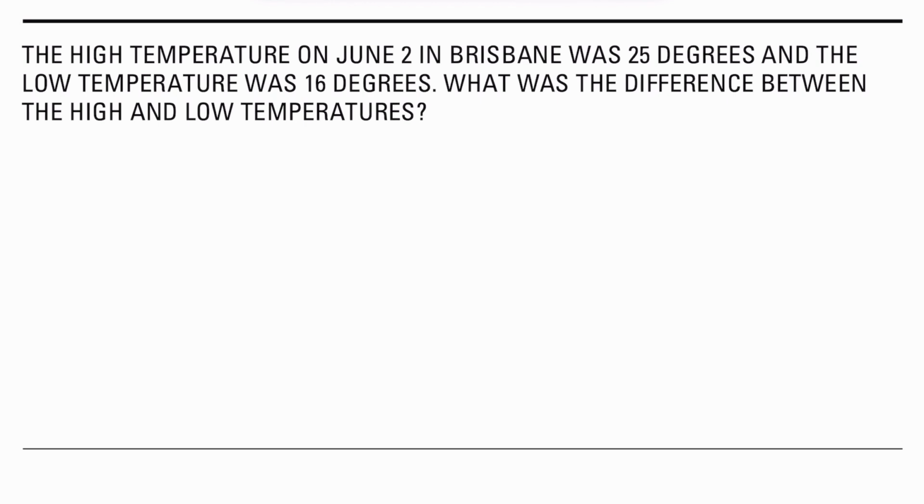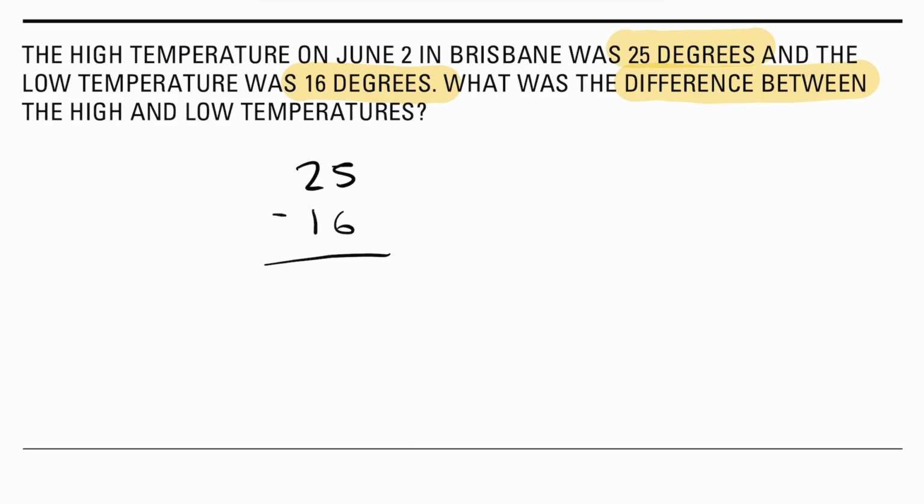And so the question asked, the high temperature on June the 2nd in Brisbane was 25 degrees and the low temperature was 16 degrees. What was the difference between the high and low temperatures? And so we're looking for the difference between. So difference means subtract, and we're looking between these two numbers, which are the temperatures that they're talking about. And so ultimately, because it says high and low, our high was 25 degrees and our low was 16 degrees. So that'll just be a subtraction there.